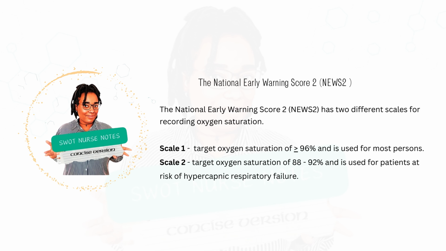As healthcare workers, we should know by now that the National Early Warning Score 2 is a system for scoring physiological measurements, and its purpose is to identify acutely ill patients. The NEWS 2 chart has 2 different scales for recording oxygen saturation. Scale 1 target oxygen saturation of 96% or greater is used for most persons. Scale 2 target oxygen saturation of 88 to 92% is used for patients at risk of hypercapnic respiratory failure.